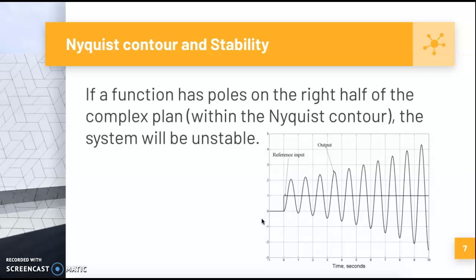So stability. The Nyquist contour is important because it helps determine if a system is stable. So if a function has poles on the right half of the complex plane, and that means within that Nyquist contour, the system will be unstable. It's because the poles on the right side of the complex plane have an increasing value. They cause the system to increase, accelerate out of control, which is very unstable.